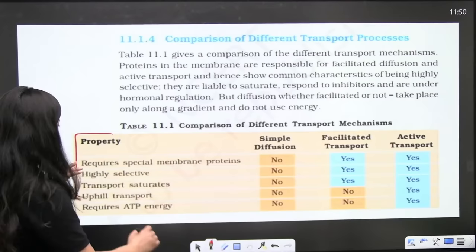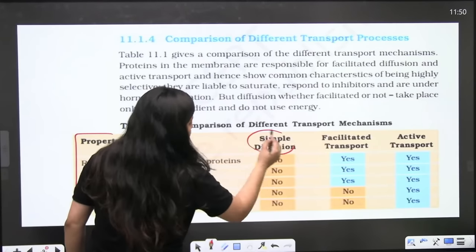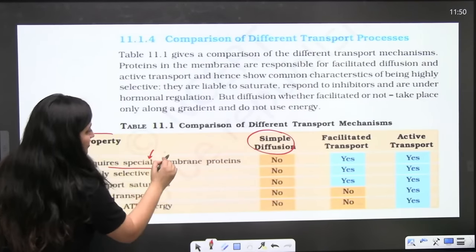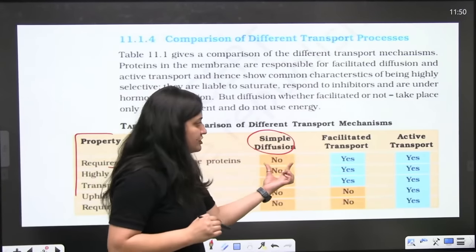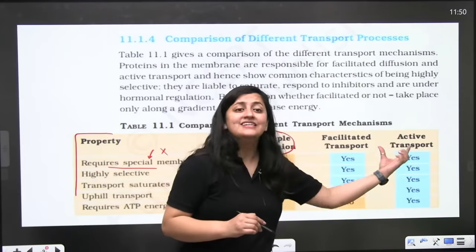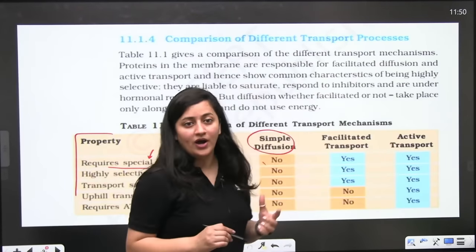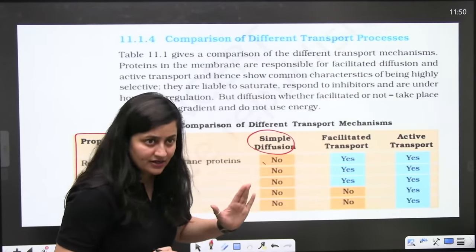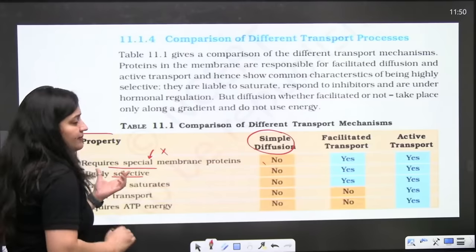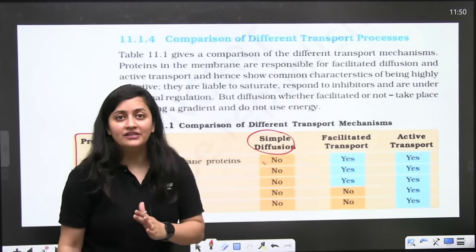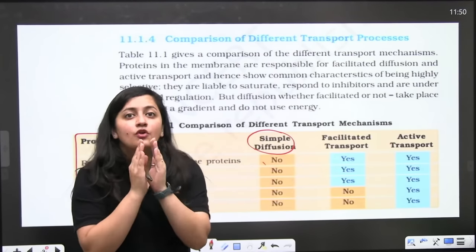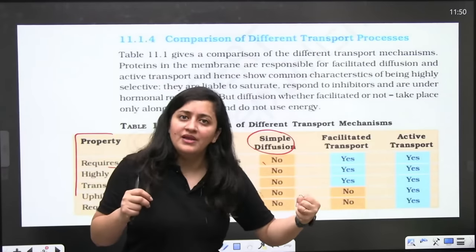Right, bachche? So here you can see, when it is simple diffusion, does it require a special membrane protein? No. No special membrane proteins are required for simple diffusion, but for facilitated diffusion, and even for active transport, it is required, right? Now, which one is going to be highly selective? The one using the carrier proteins, because carrier proteins will not allow everyone to come in, right?